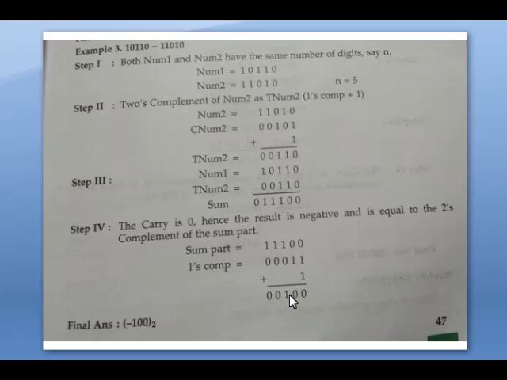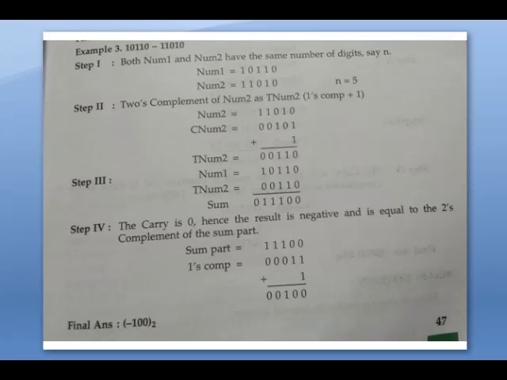The leading zeros we are able to leave out, and the answer will be negative because here the carry is 0. So what is the final answer? Negative 100. Okay, so this is the way you have to find the subtraction by using the 2's complement method.